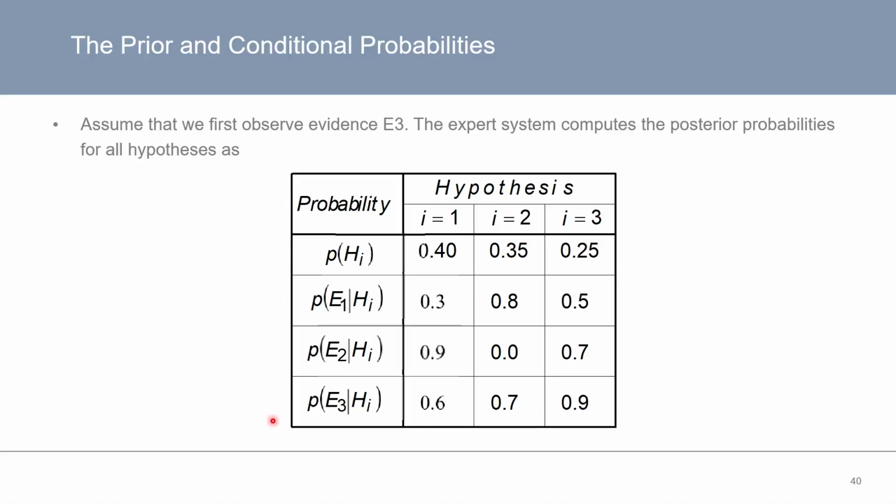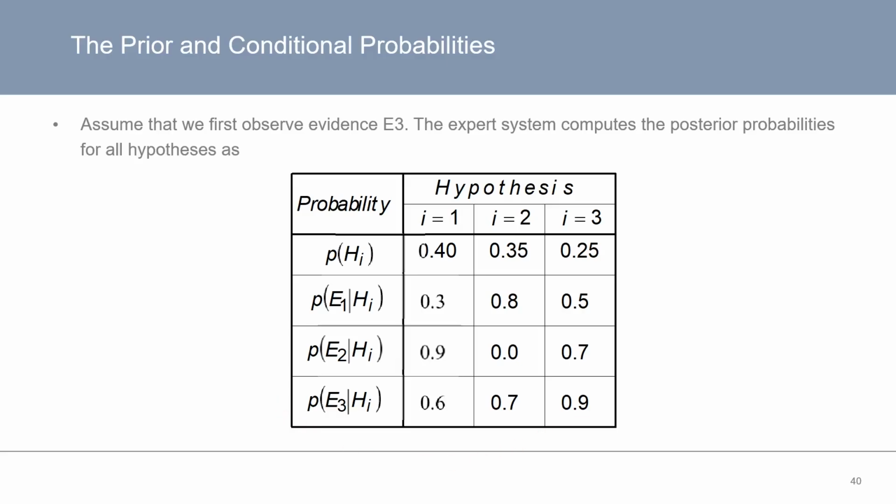Along this column, we have different probabilities. At the top is the prior probability of a given hypothesis, then the probability of evidence 1 given that hypothesis, then the probability of evidence 2 given that hypothesis, and the probability of evidence 3 given that hypothesis. So for example, the probability that you'd see evidence 3 given that you have disease 3 is 90%.